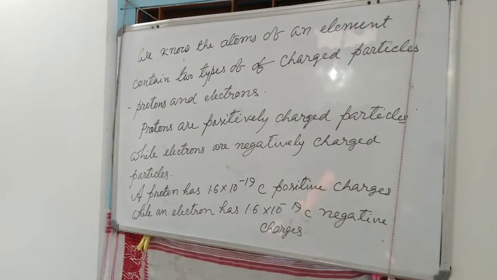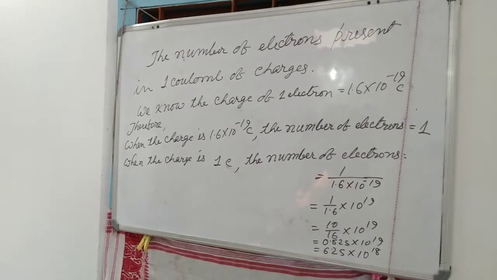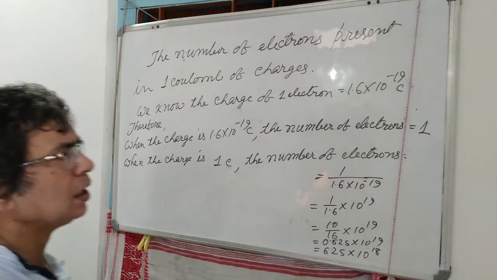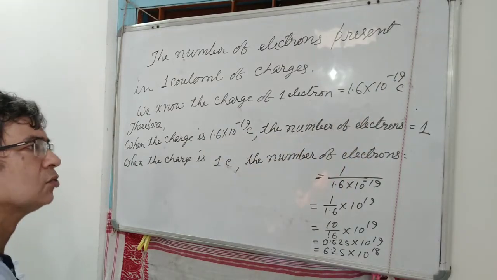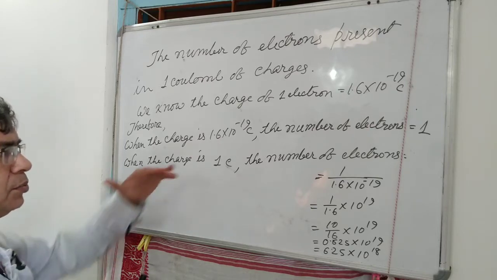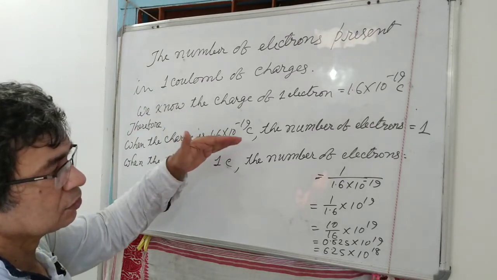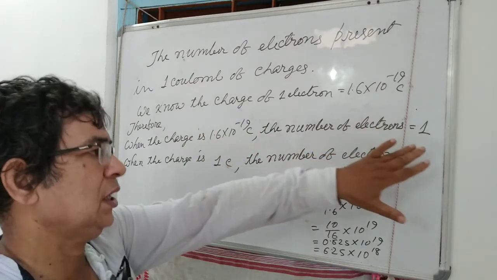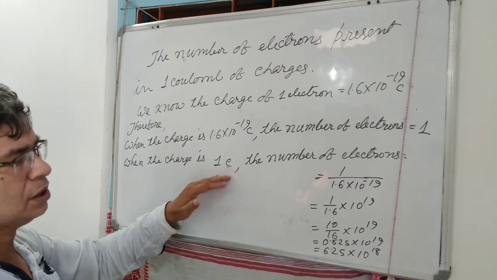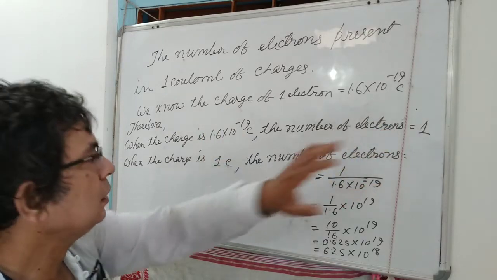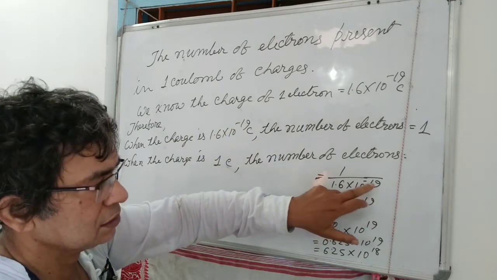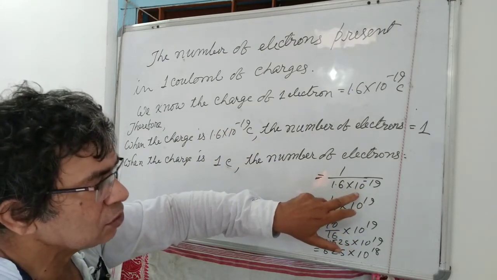Let's count the number of protons or electrons that may be contained in 1 coulomb of charge. Let's count the number of electrons present in 1 coulomb of charge. We know that the charge of one electron is 1.6 into 10 to the minus 19 coulomb. In other words, when the charge is 1.6 into 10 to the minus 19 coulomb, the number of electrons will be 1. When the charge is 1 coulomb, what will happen? The number of electrons will be 1 by 1.6 into 10 to the minus 19. Since 10 to the minus 19 is in the denominator, what will happen?